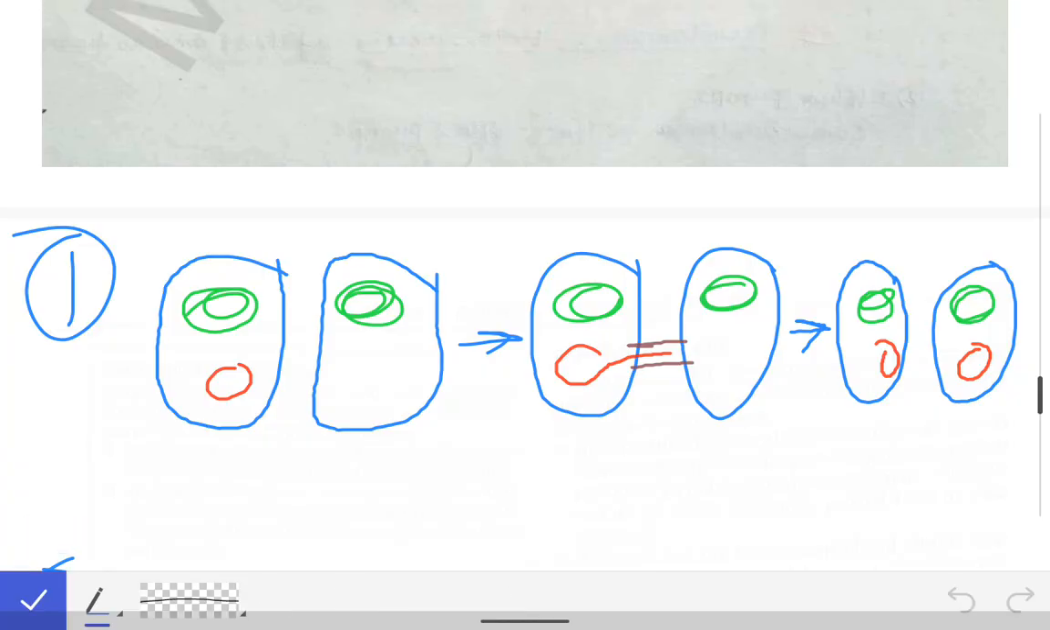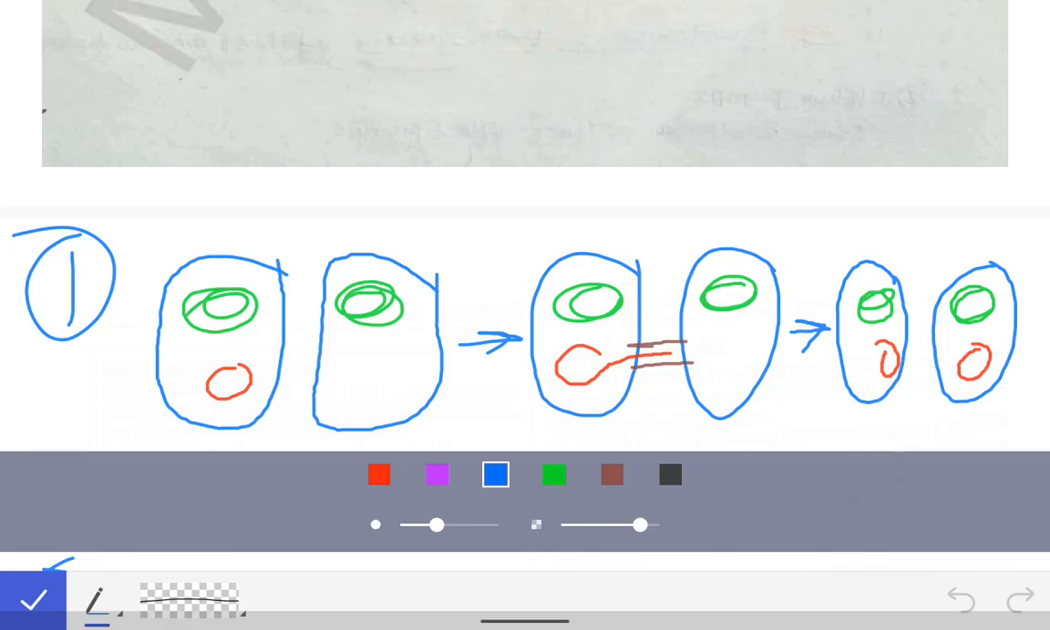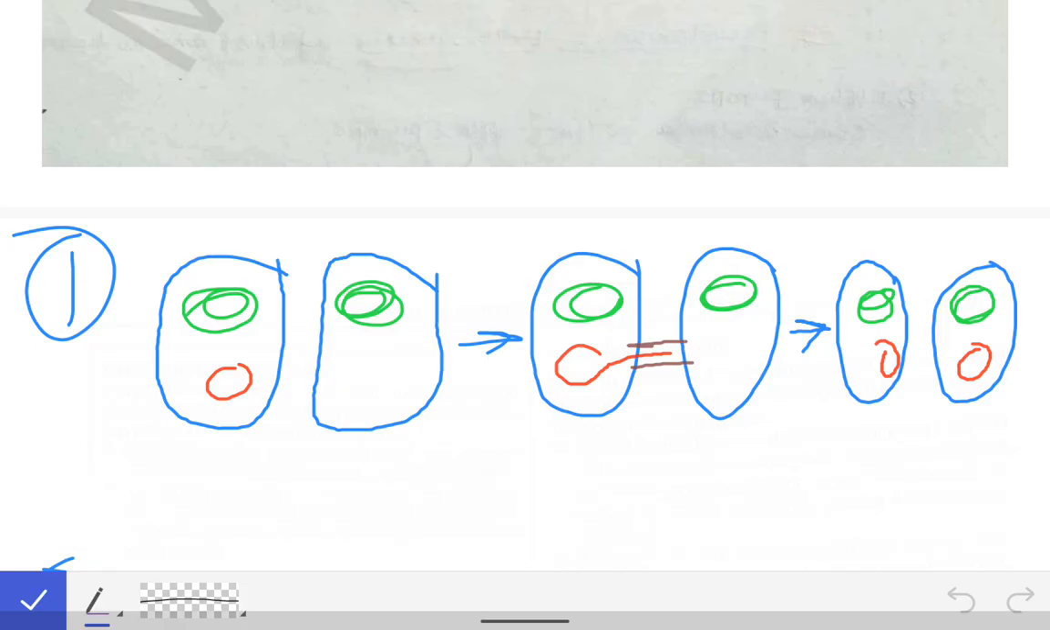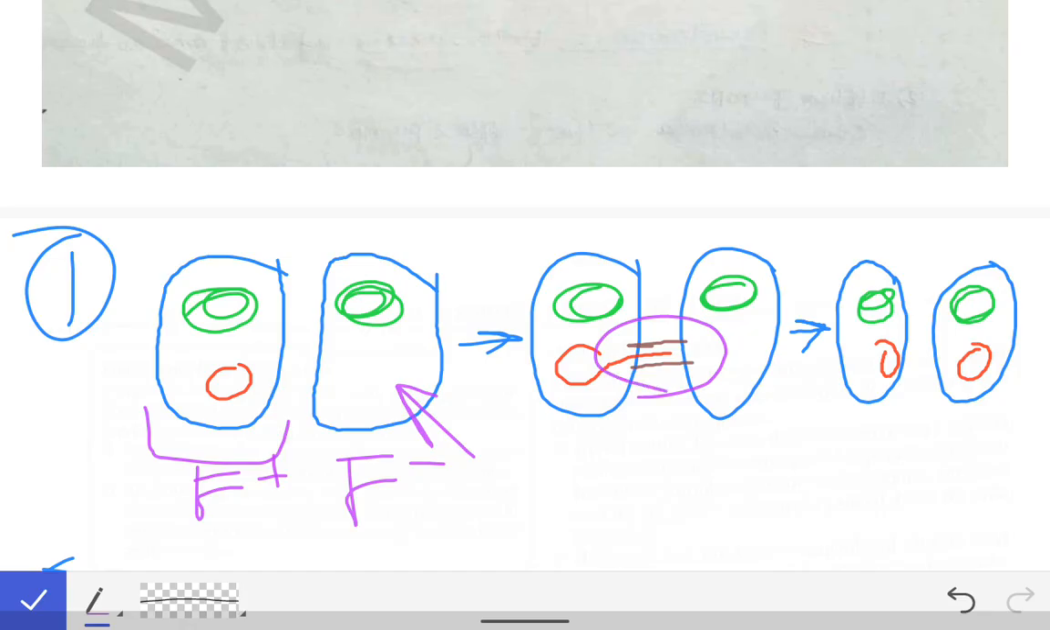So see here, I have made one F plus cell. This is the F plus cell, and because it has the F factor, this is the F factor or F plasmid, that's why it is called F plus bacterium. But this bacterium does not have any F plasmid, so it will be called F minus bacterium. Now see here, what is forming between these two bacteria? This is the conjugation tube.